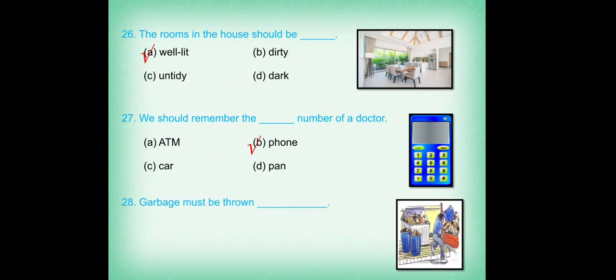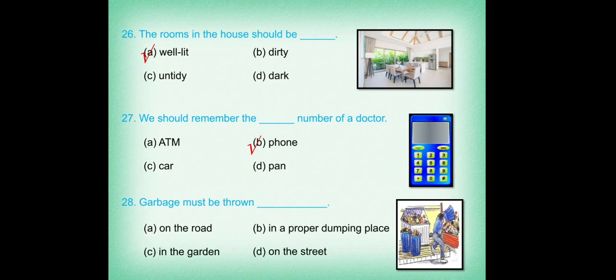Next, garbage must be thrown on the road, into a dumping place, in the garden, or on the street. Where should we throw the garbage? In a proper dumping place, not on the road or in the garden or on the streets. What will happen? It will spread diseases. Lots of flies and other insects will come over there and they will spread disease from that. So it should be thrown in a proper dumping place.